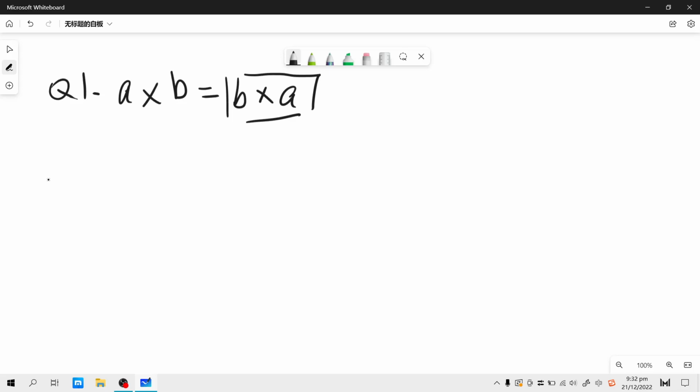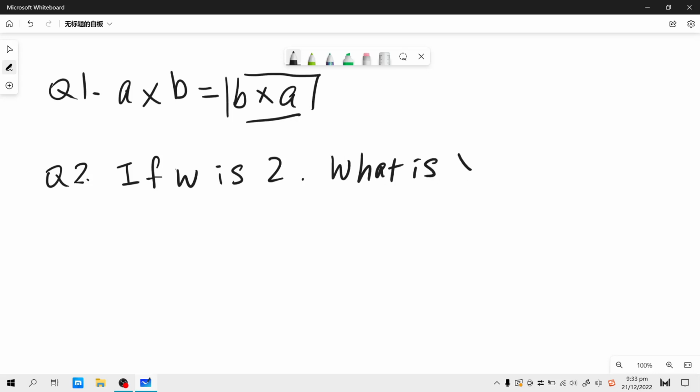Okay, so next up for the second question, this is a bit tricky though, if you are at starters for algebra. Alright, so I ask you, if W is 2, what is X? So the equation is W times X.